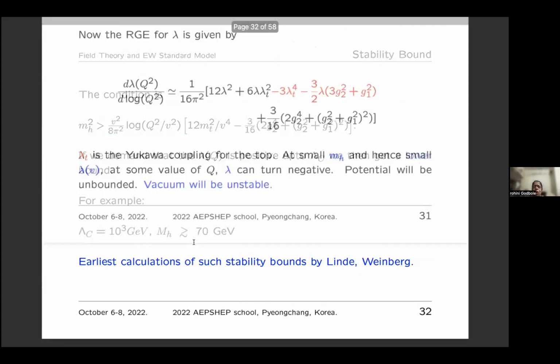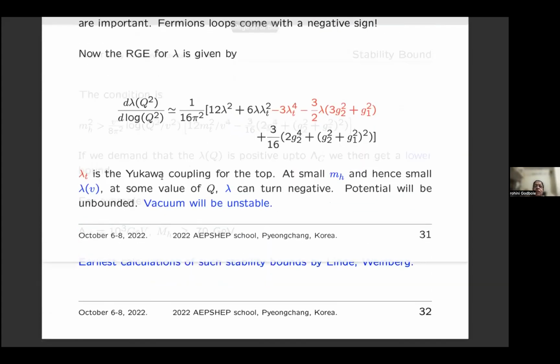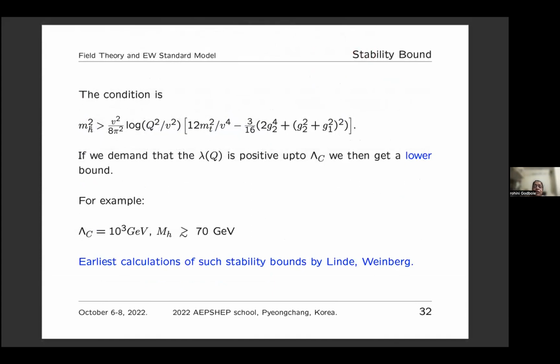So you can actually solve this equation. It doesn't matter, it's an easy equation to solve. And you find that as long as mh square is greater than this quantity, then lambda will remain positive. Now, if we demand that lambda should remain positive up to a particular scale called lambda critical, because here q is a variable, we say that lambda(q) becomes negative beyond lambda c simply because there is new physics beyond the standard model beyond lambda c. And therefore, we will get a lower bound.